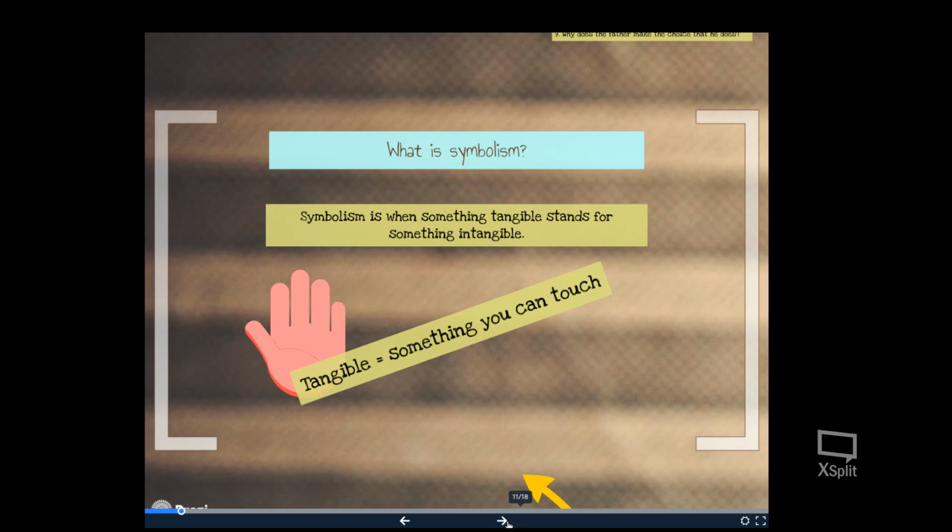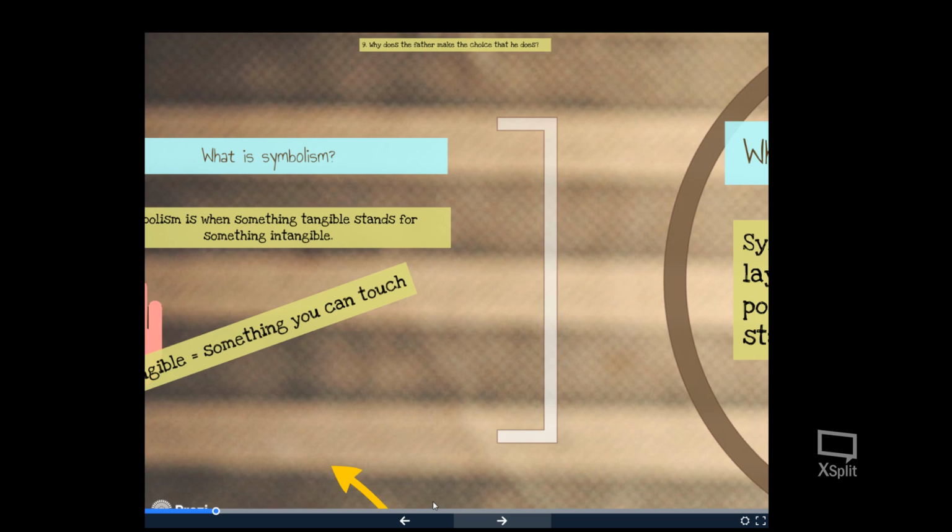Now, what is symbolism? Symbolism is when something tangible, so something that you can touch, stands for something intangible. Like a phone is something tangible that we can touch and pick up, but it could really symbolize something intangible like mass media production, whatever. Okay?